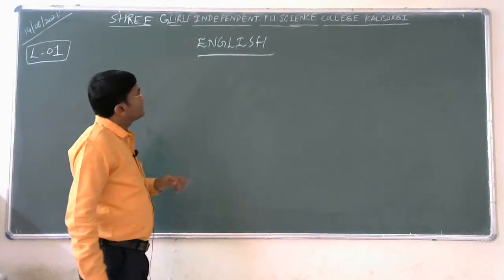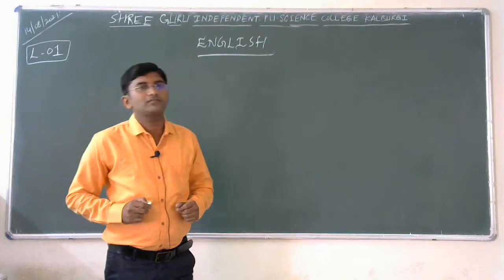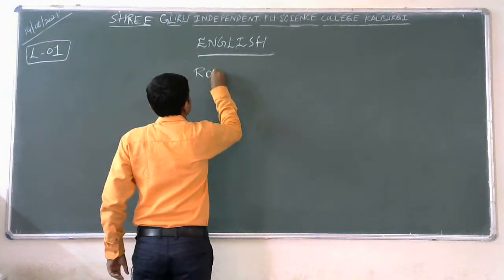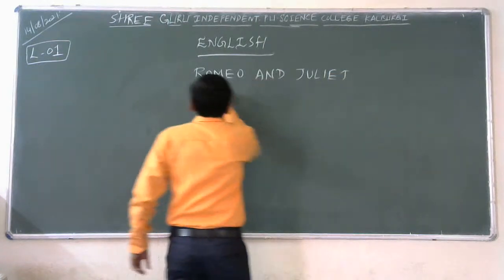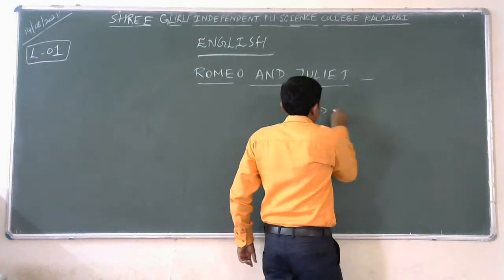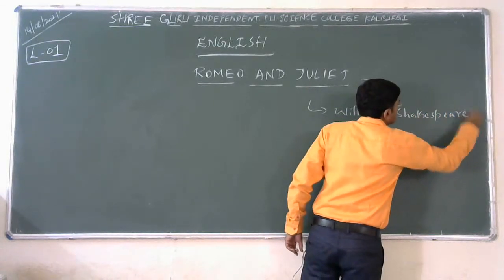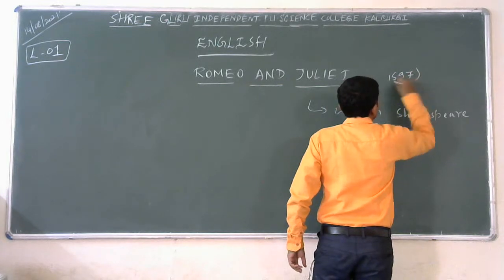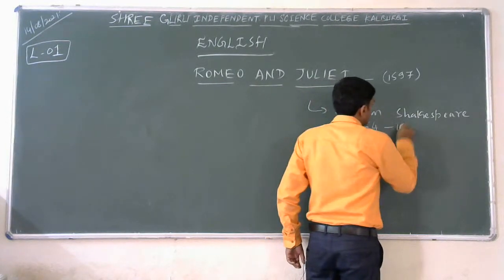My dear students, let us discuss today in lecture 1 the first topic in English for second PUC, that is Romeo and Juliet. It is by William Shakespeare. Romeo and Juliet was published in the year 1597, whereas William Shakespeare's lifespan was 1564 to 1616.